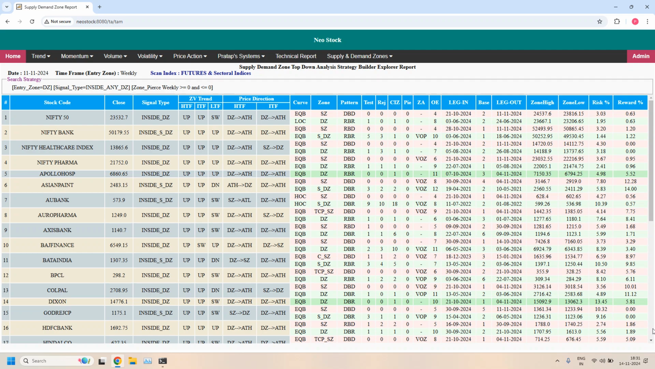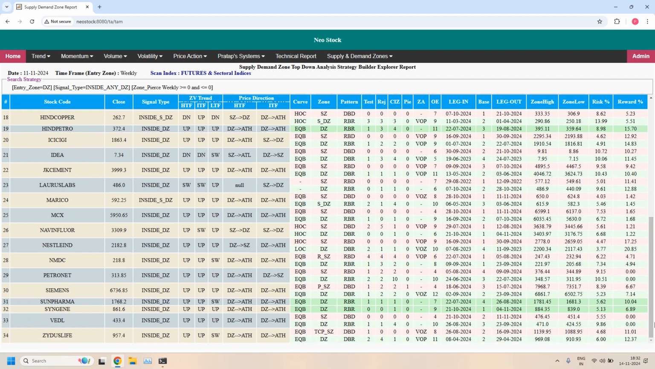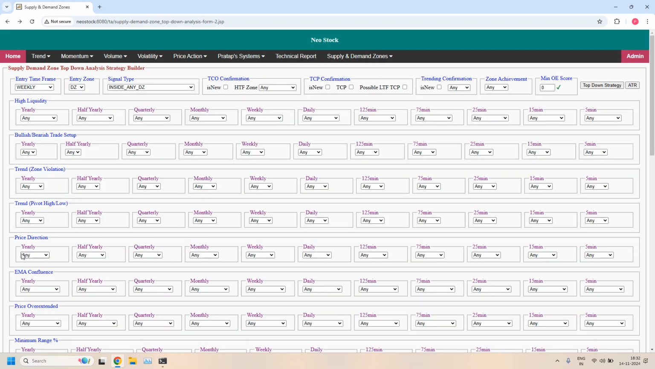So I'm scrolling the list down. 32 stocks. Again I am scrolling the list down. So total 34 stocks are filtered. Okay. Now how many of these weekly demand zones are having more priority, highest, better priority? That is based on the EMA Confluence. Let's verify. I'm going back.